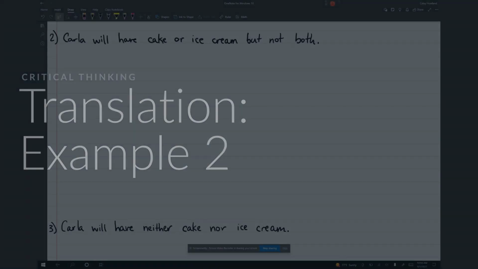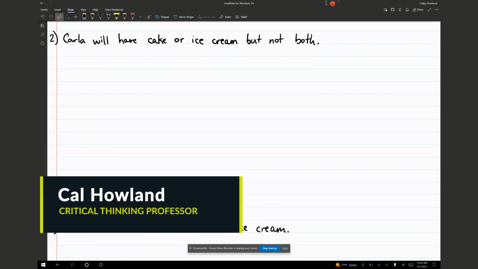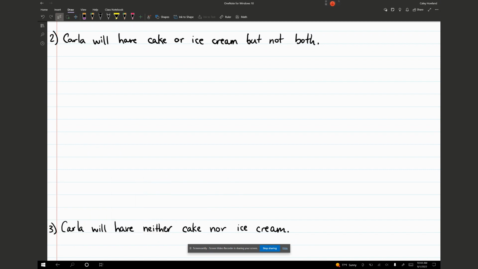All right, so this is our second example of 3.1. And again, this is an example that's related to conjunction and disjunction. The sentence of English we're going to be translating in this example is Carla will have cake or ice cream, but not both. And so the first thing that we do, as we did in our last example, is we are looking for the atomic sentences.